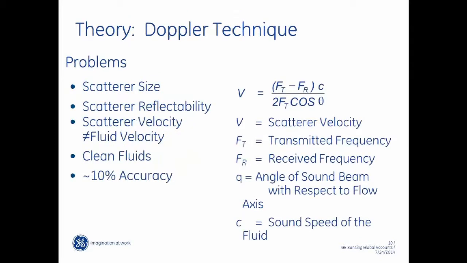All right, so basically the technique, the problems of scatter size, the scatter reflectability, the scatter velocity, clean fluids, obviously you can't do it, and typically that accuracy was somewhere around 10%. And it is really because you could have the bubbles or particles actually spinning around doing things that really aren't conducive to what the actual velocity of the flow is doing. So you couldn't really depend on it being that accurate.